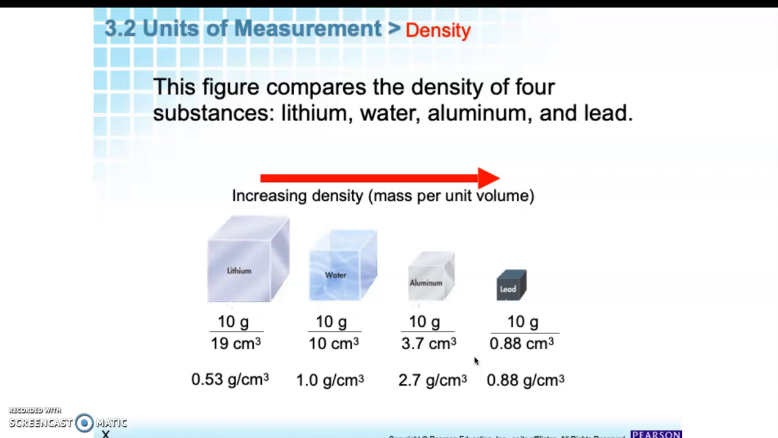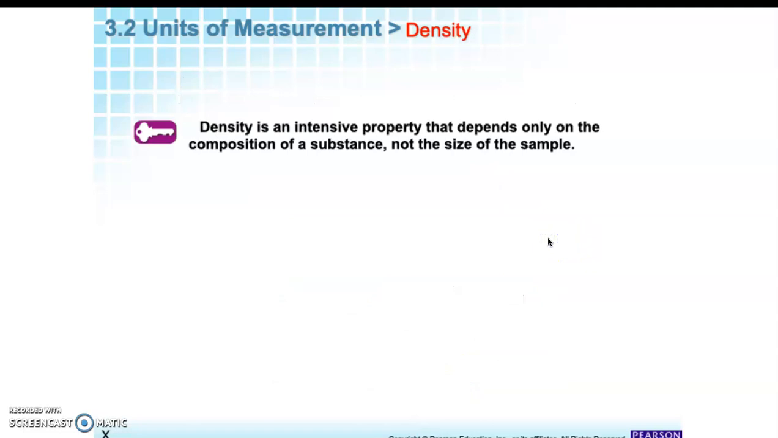Now this last answer here, 0.88, is off. I just noticed that as I was going through this. 10 divided by 0.88 should be 11.4 grams per cubic centimeter. So you can see that increases density as we go across. As mass stays constant, volume gets smaller, density increases. Mass divided by volume gives you density. So density itself is intensive because it depends only on the composition, not the size of the sample. You could have 100 pounds of gold and 10 pounds of gold, and they both will have the same density as long as it's pure gold.